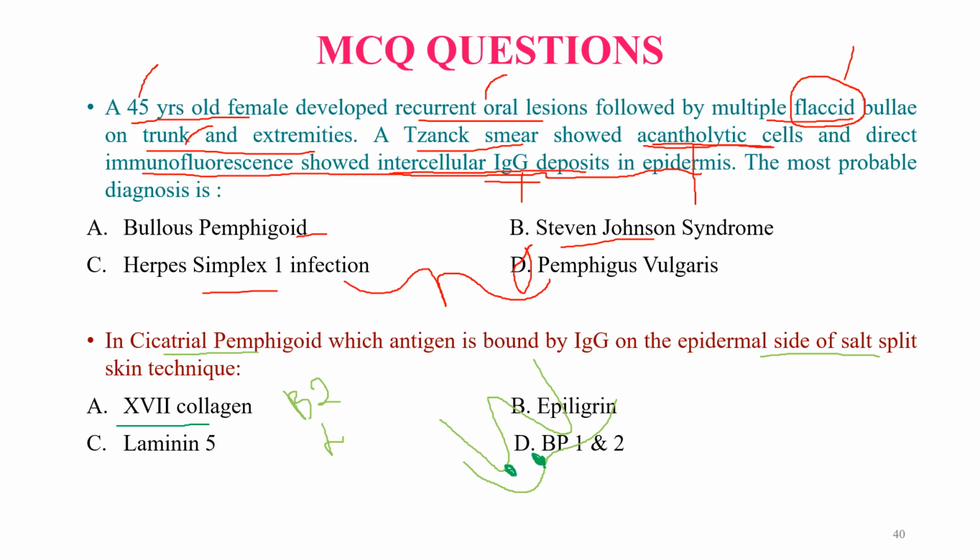And epiligrin, this is nothing but laminin. If they would have asked the dermal side or floor, then this would be the correct option. And the other name for epiligrin is nothing but your laminin 5. And bullous pemphigoid 1 and 2, these two are involved in the bullous pemphigoid lesion. Okay, so the answer is your collagen 17.